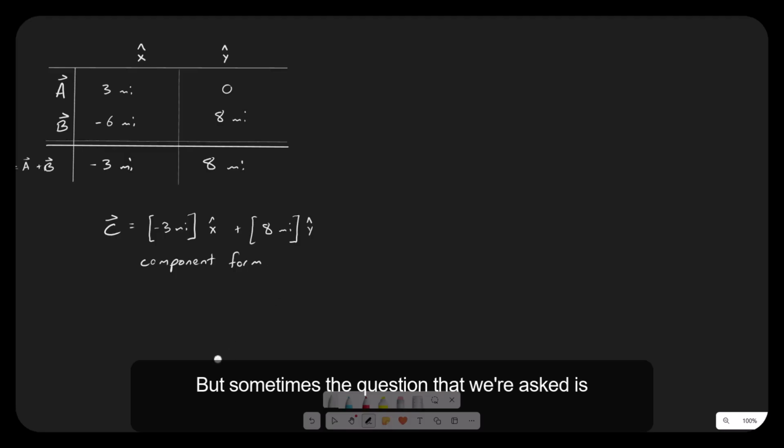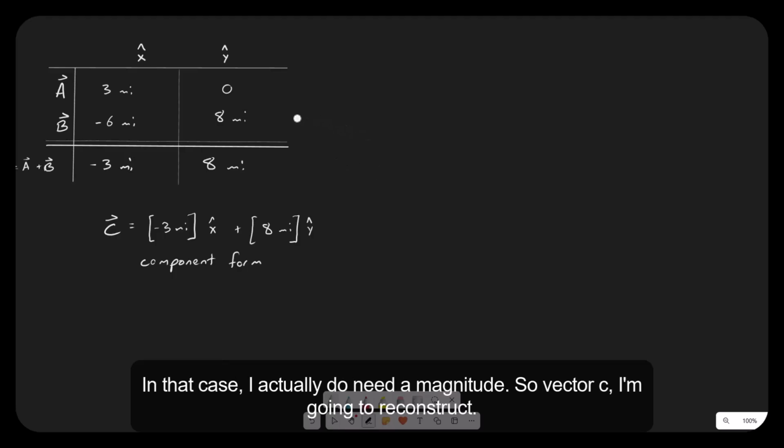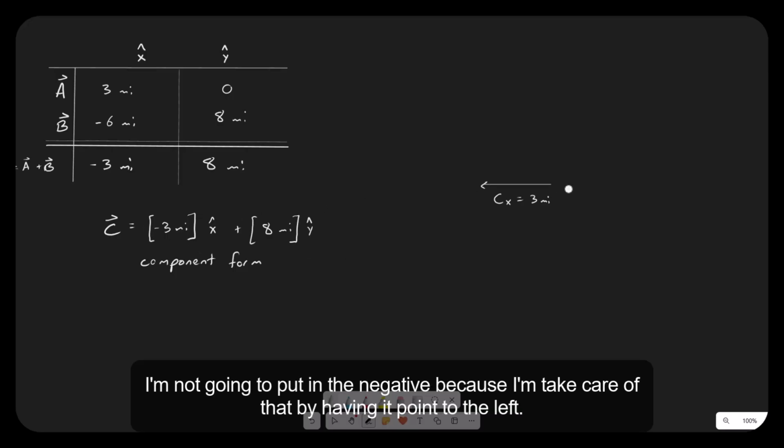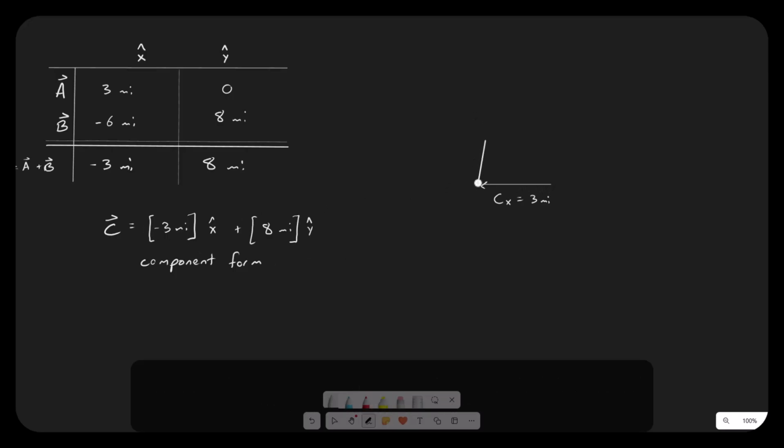But sometimes the question that we're asked is, how far are you from where you started? Or what direction do you have to travel to get to where you're going? In that case, I actually do need a magnitude. So vector C, I'm going to reconstruct. I point 3 miles to the west, so Cx is 3 miles. I'm not going to put in the negative because I'm taking care of that by having it point to the left. And then Cy is 8 miles. Here is my total vector.